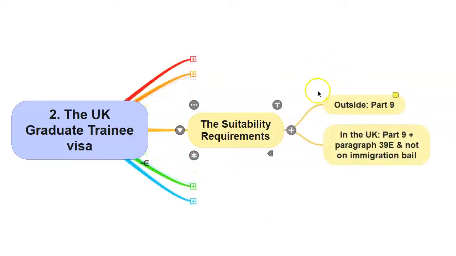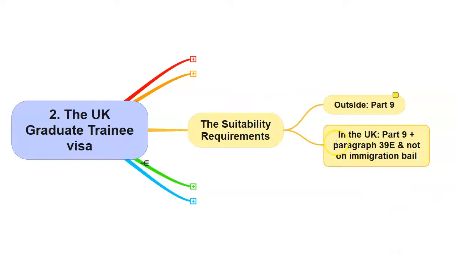If you are making your entry clearance application from outside the UK, you have to prove to the decision maker that none of the paragraphs at Part 9 of the immigration rules applies. And if you're applying in the UK, in addition to Part 9, you also have to show that you are not an overstayer in this country. And if you are, then paragraph 39E still allows you to make an application, and that you are not on immigration bail. So let me show you how you can meet the suitability requirements.